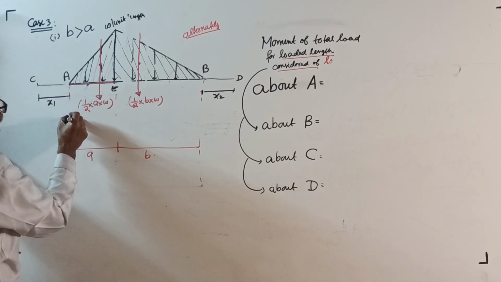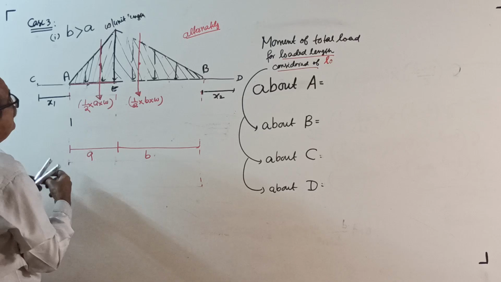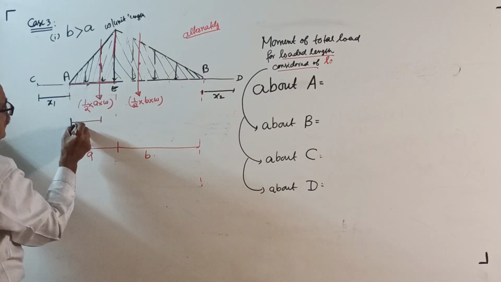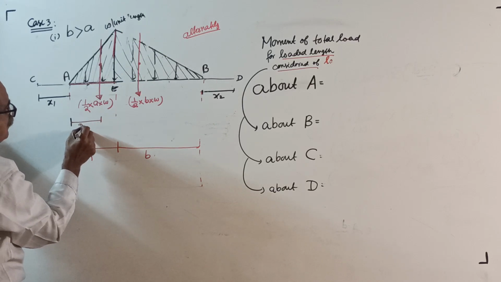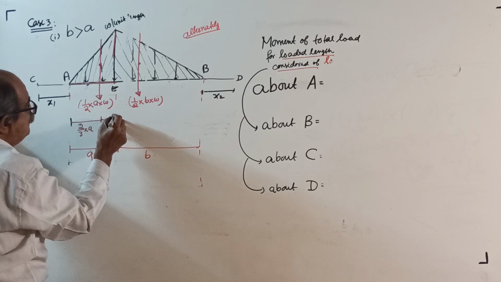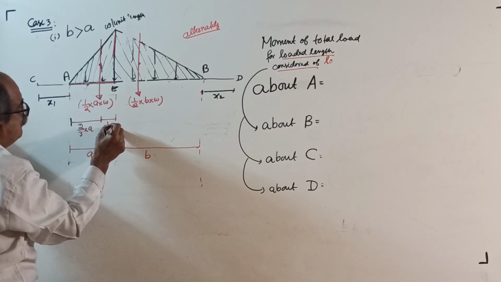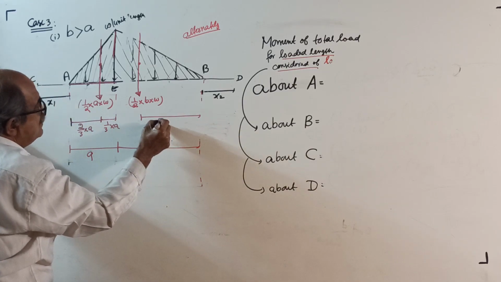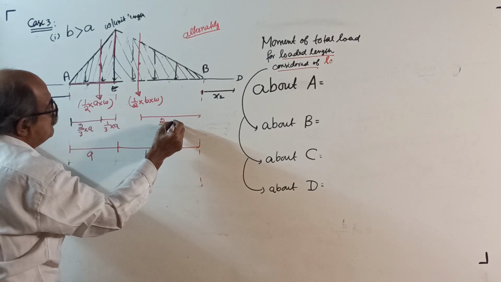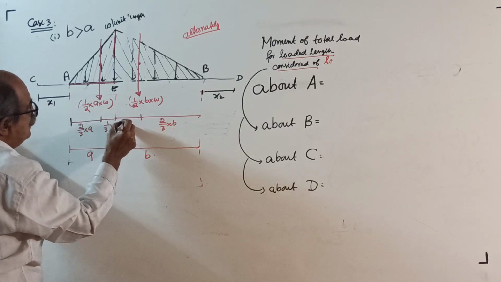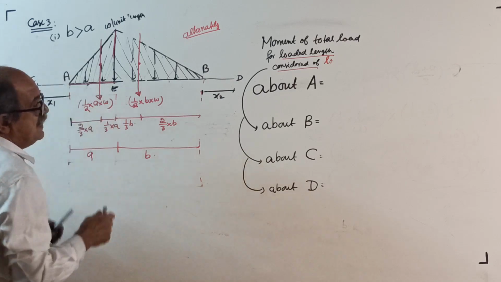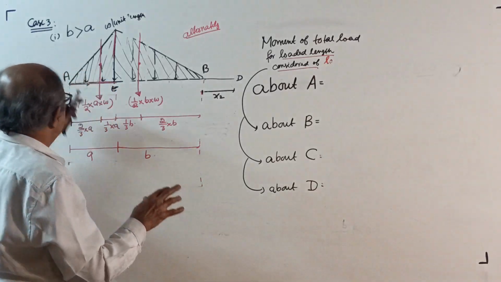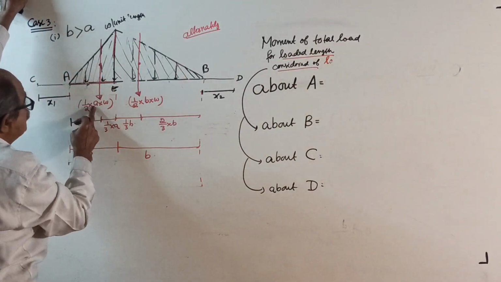Now, this distance, this is only for this length I am considering. This is 2 by 3 of A. This will be 1 by 3 of A. For this one, it's out of scale. Okay, I adjust it. This is 2 by 3 of B. This will be 1 by 3 of B. Write all these.